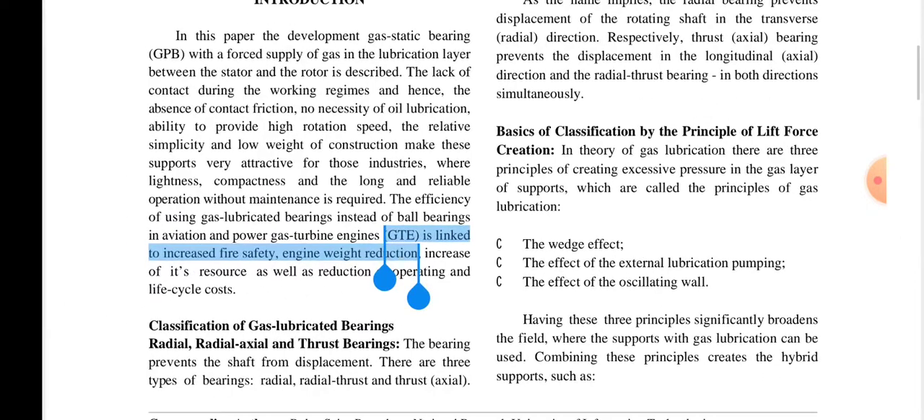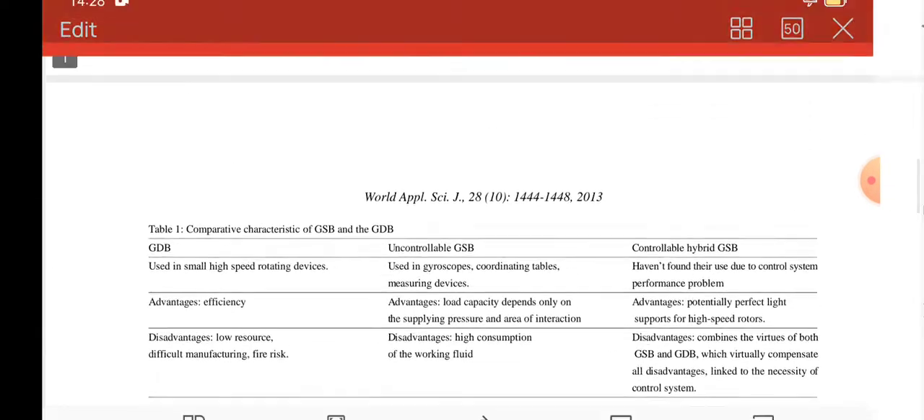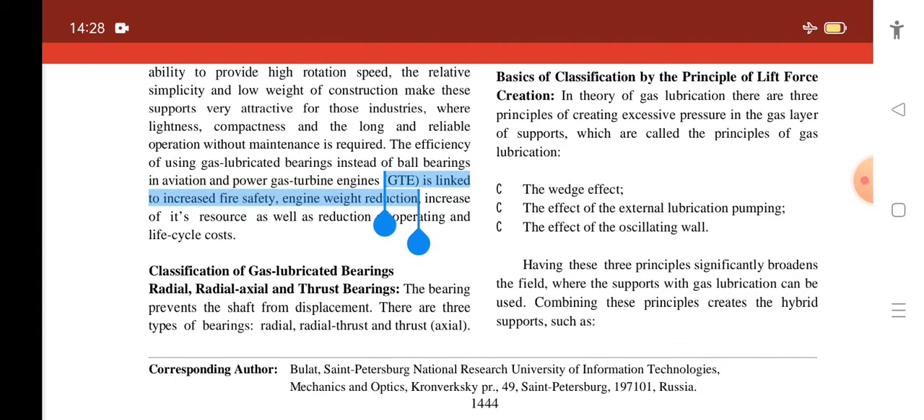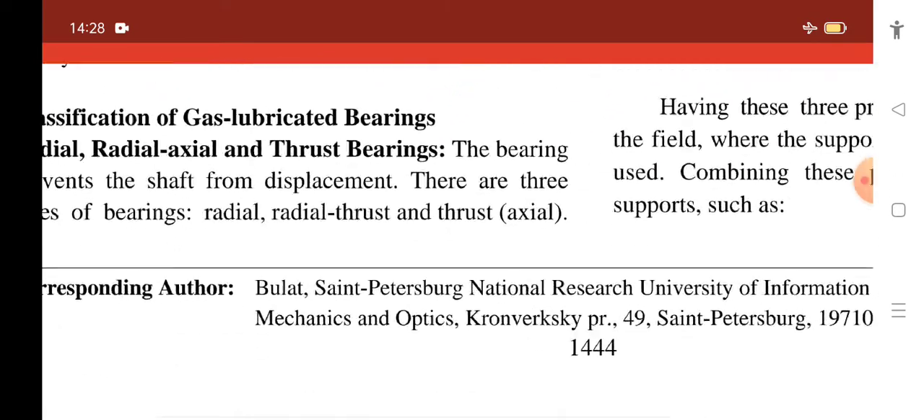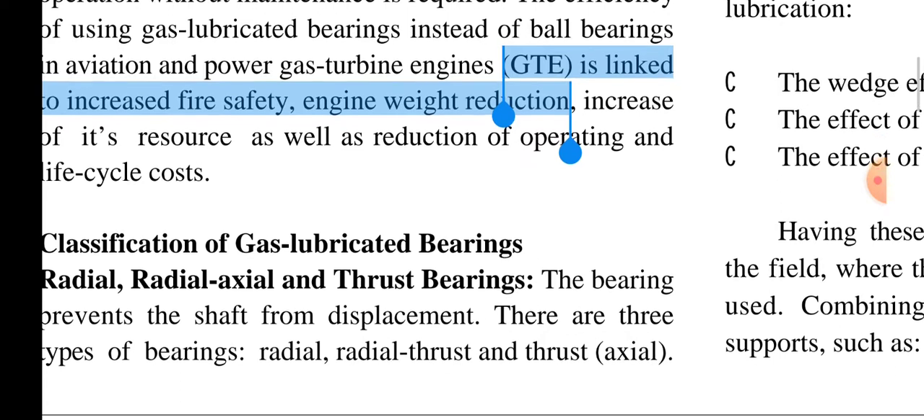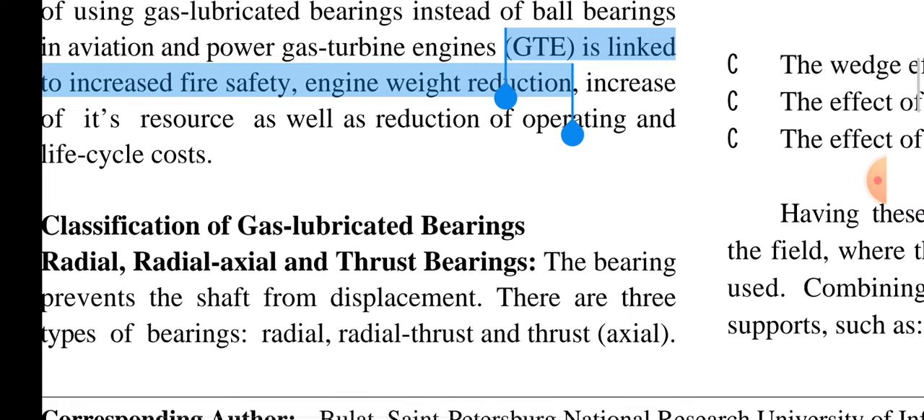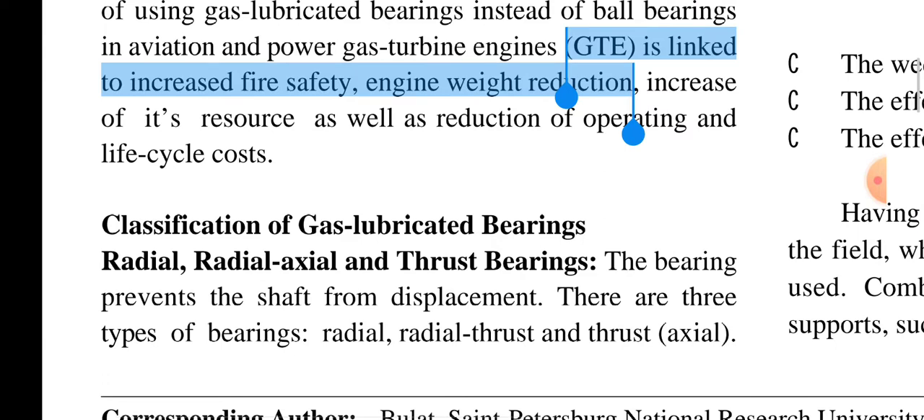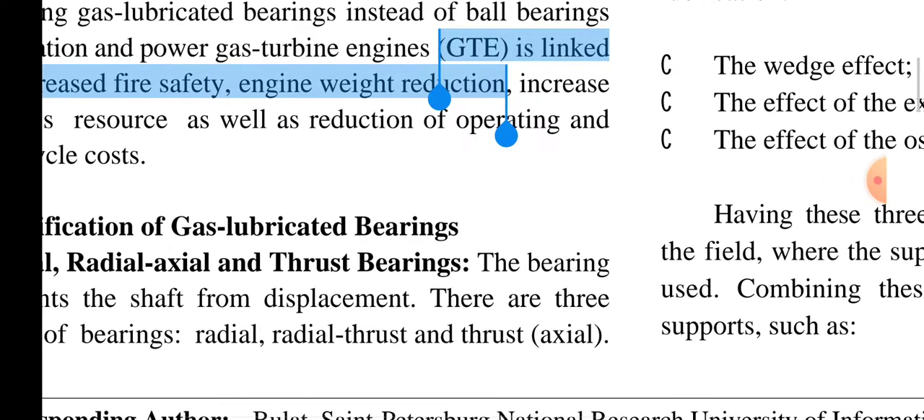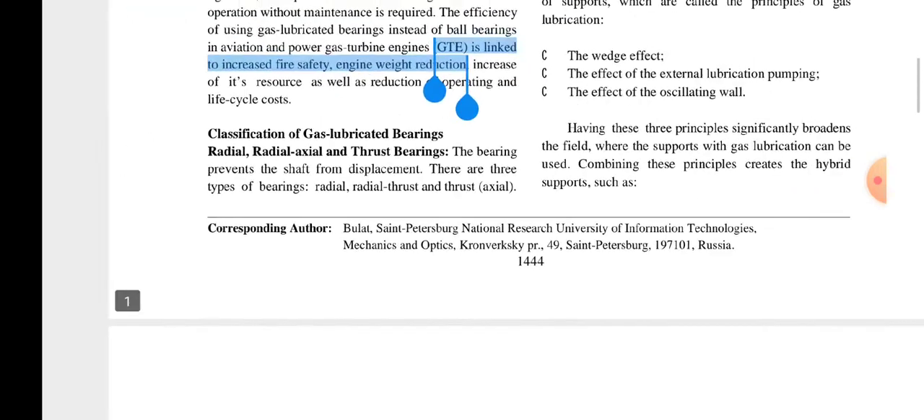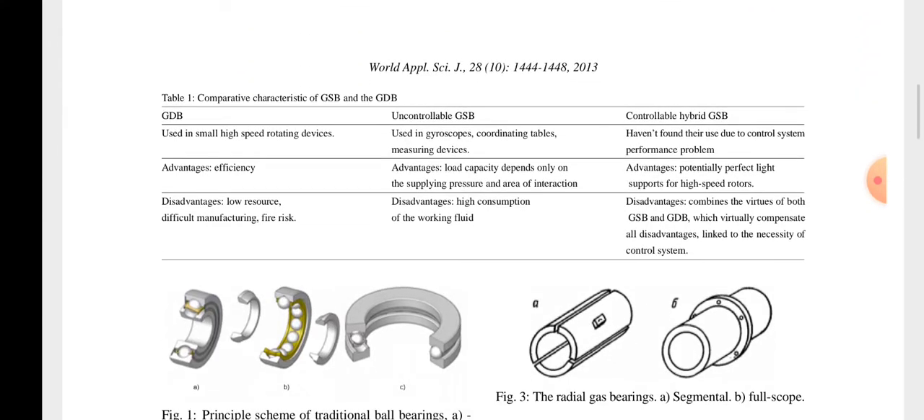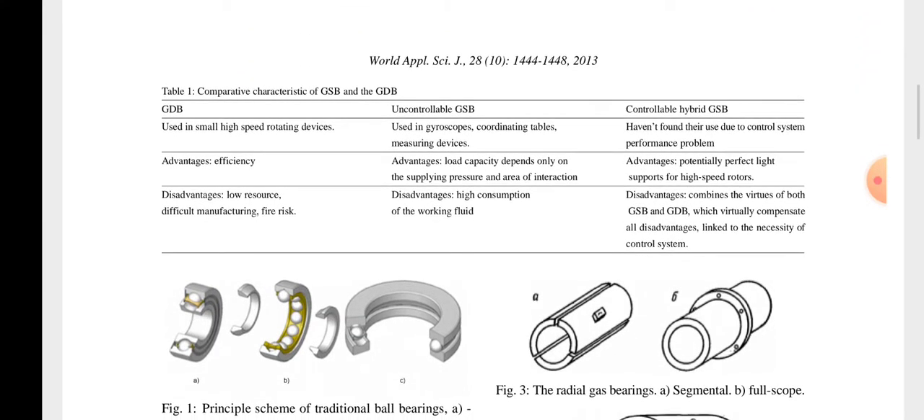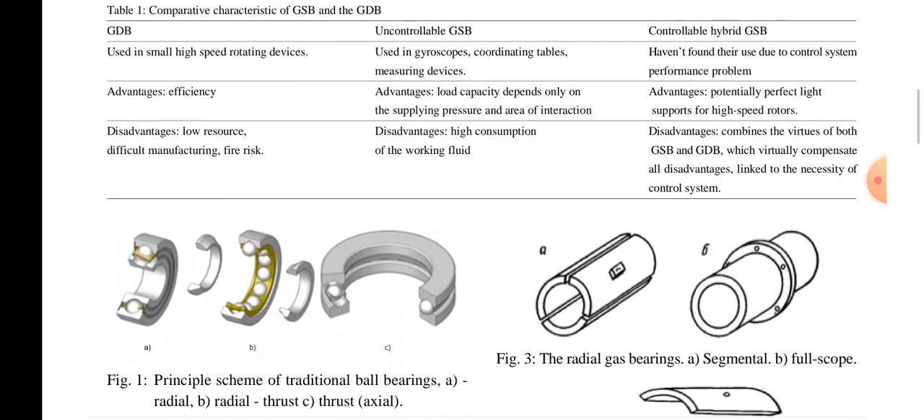The classification of these radial bearings may be radial, axial and thrust. The bearing prevents the shaft from displacement. The three types are radial, radial thrust and thrust bearing. See, again the three categories. Comparative characteristics, look at this.